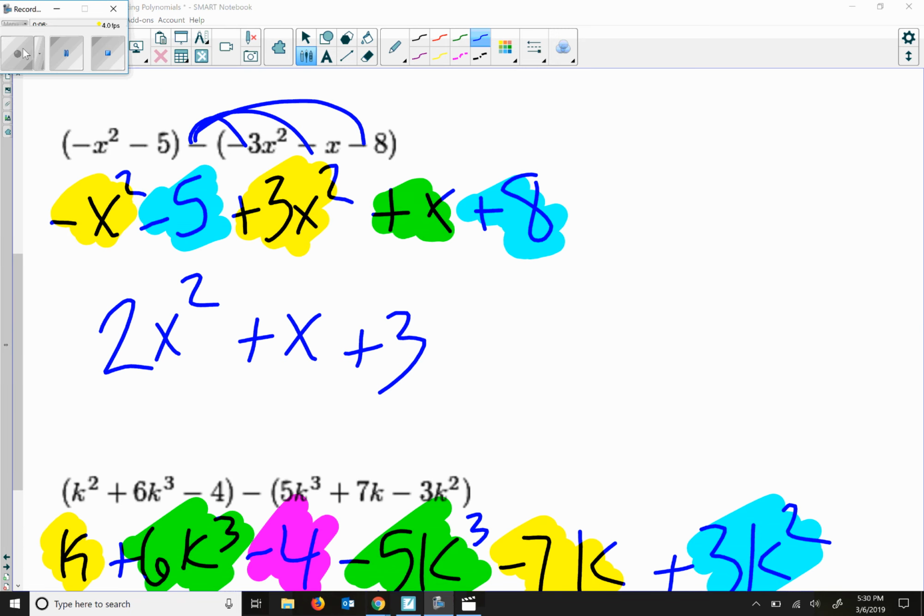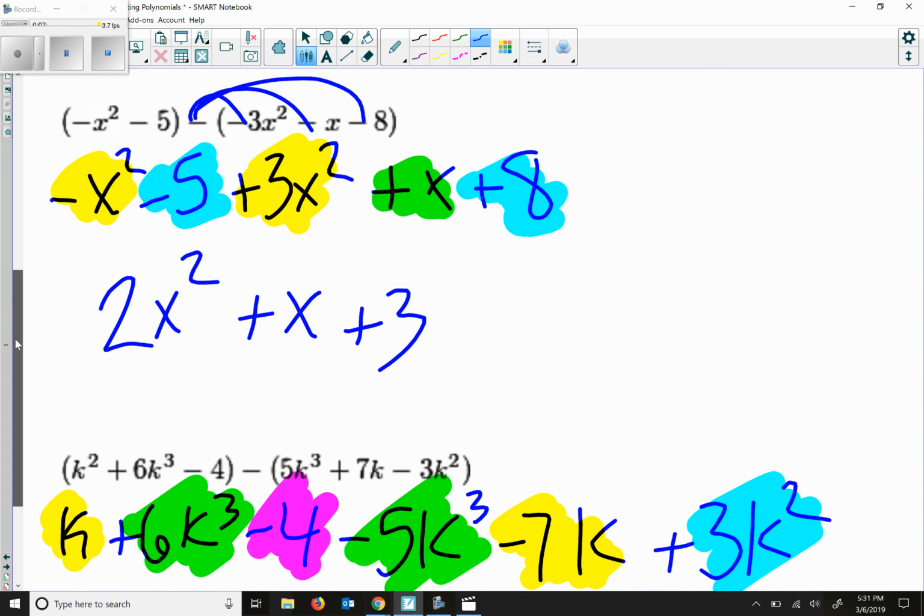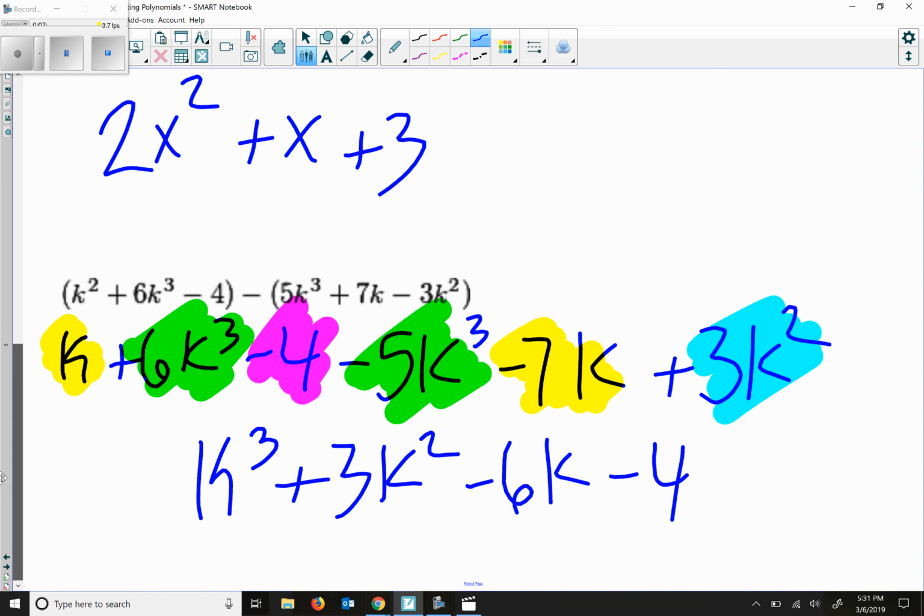All right, I'm back. So as you guys can see, I just went through and I highlighted because I felt like that was the easiest for me to find all of the terms. So if you're one of those people who have many colored pens, now is your time to shine. So 2x squared plus x plus 3. Again, make sure it's in standard form. And then for the bottom one, k cubed plus 3k squared minus 6k minus 4.